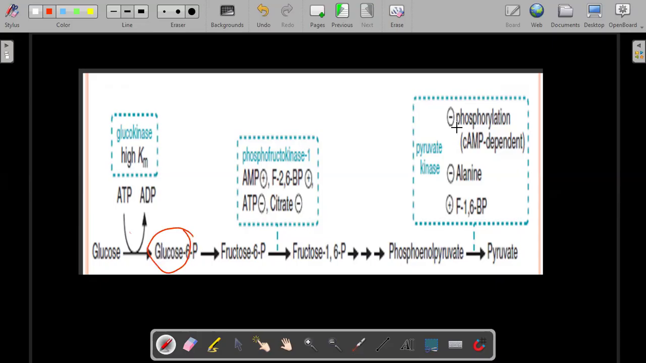For the last enzyme, pyruvate kinase, it can be inhibited by phosphorylation via the cAMP pathway and by alanine, and it can be activated by fructose 1,6-bisphosphate. So these are some of the regulations for your glycolysis pathway.